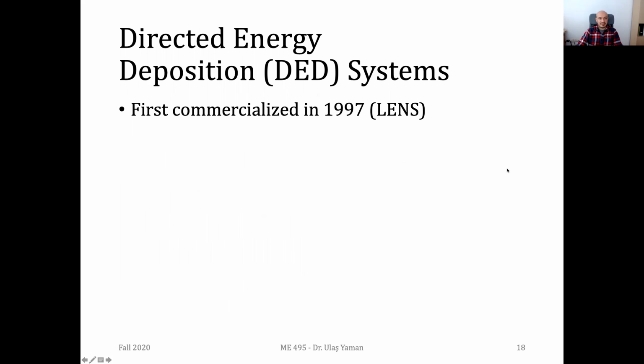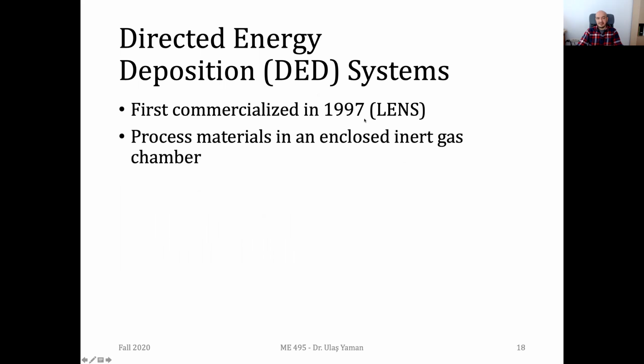Let me show you some example technologies. The first one is called LENS. It was introduced in 1997, and they have a kind of inert gas chamber, and they process these materials in the inert gas chamber. With the help of it, they eliminate any oxidation problem.